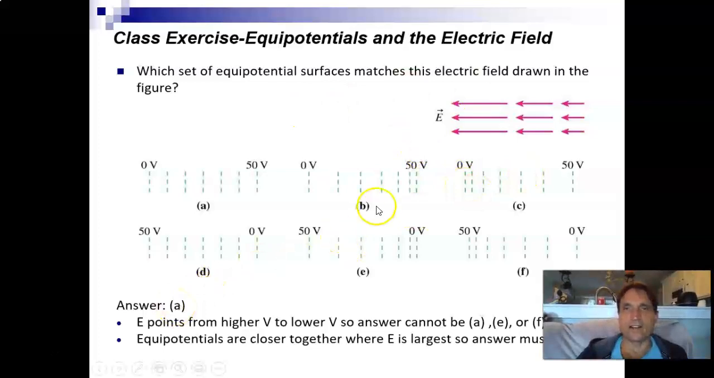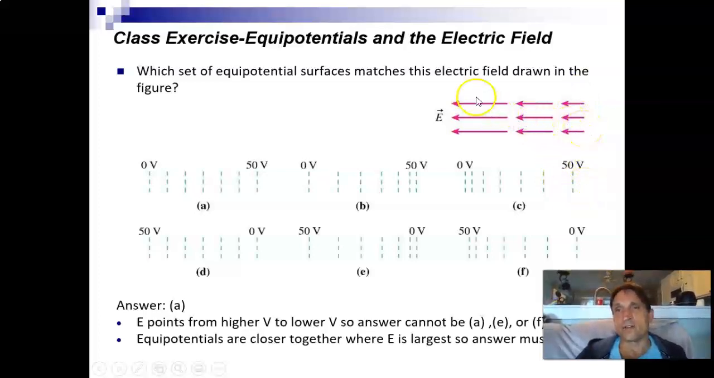Sorry, I got to fix that. So in case A, the equipotentials are equally spaced, which would mean the electric field should be uniform, the same everywhere. Not true. Over here, the electric field would be the strongest because the equipotentials are closest together here, when in fact that's not true. The electric field is weakest over to the right, and so the answer must be C, right?